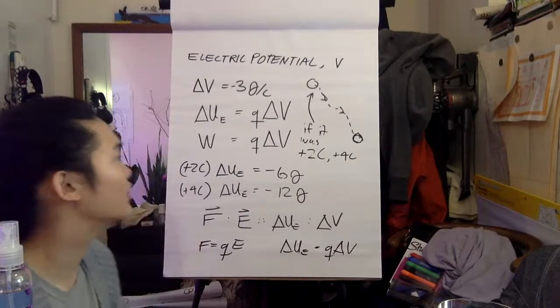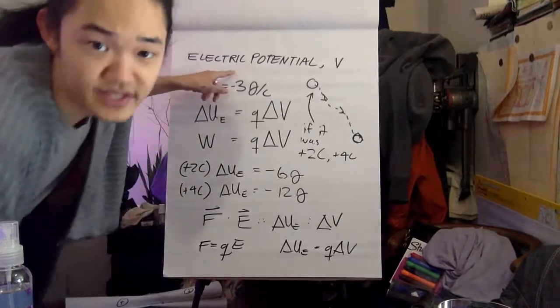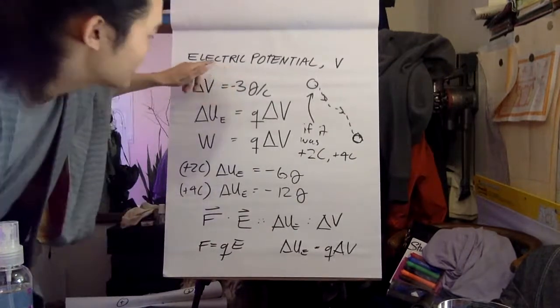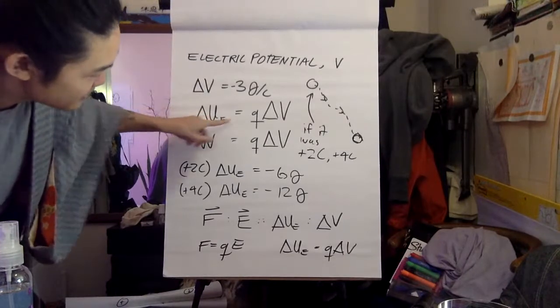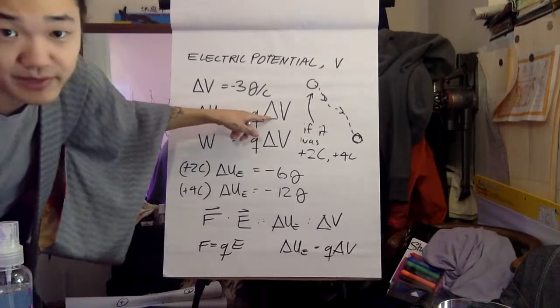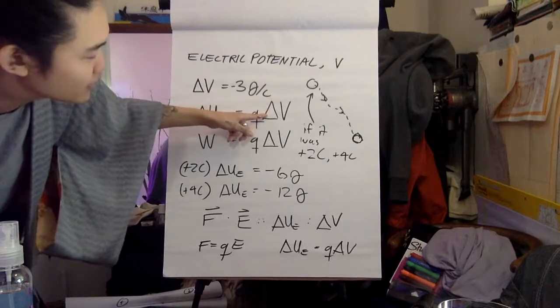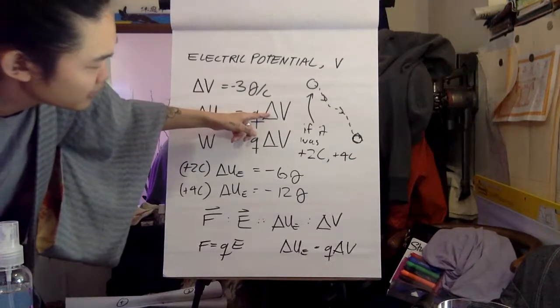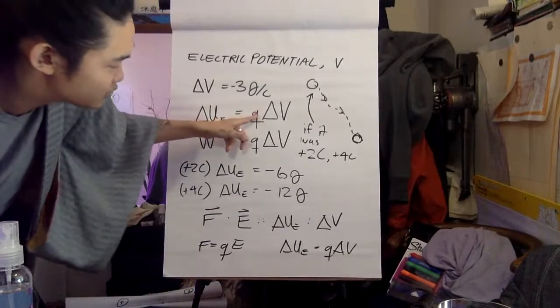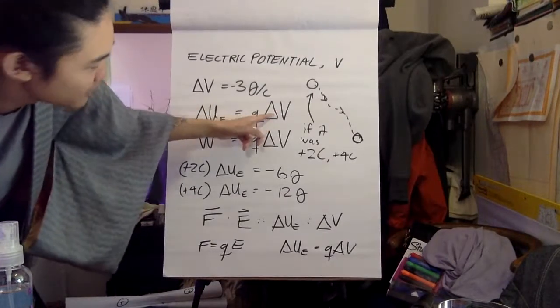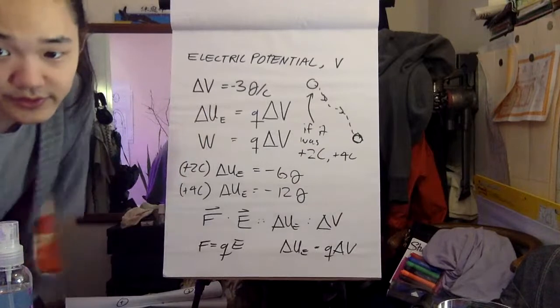No, Ethan, electric potential is not electric potential energy. All right, look at this. Change in electric potential energy is equal to charge times change in potential. Potential is measured in joules per coulomb. Potential energy is measured in joules. Because this is a coulomb times a joule per coulomb, you get a joule, okay?